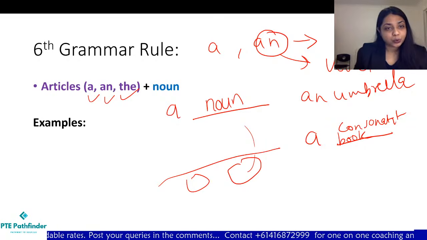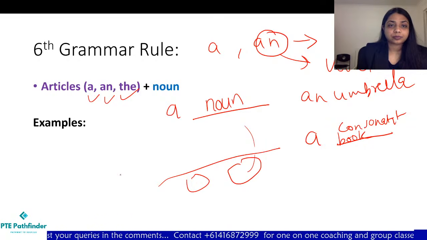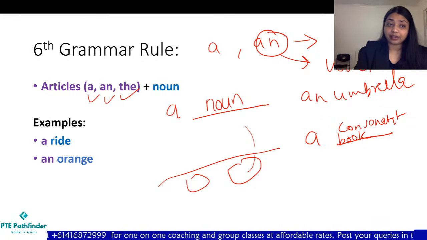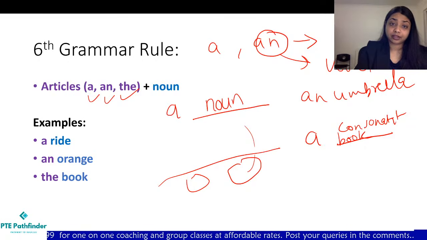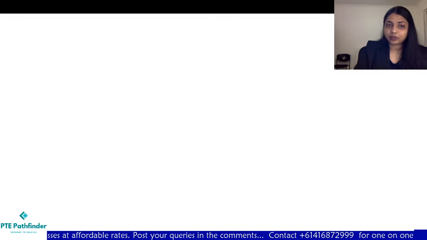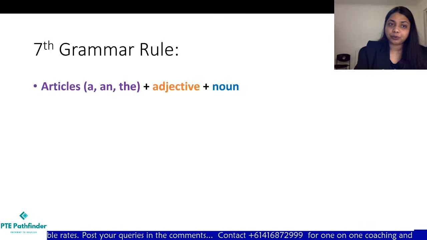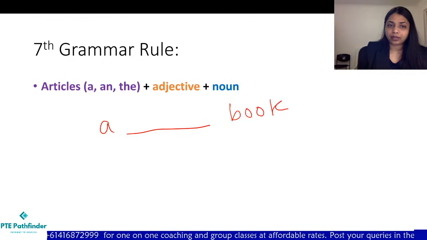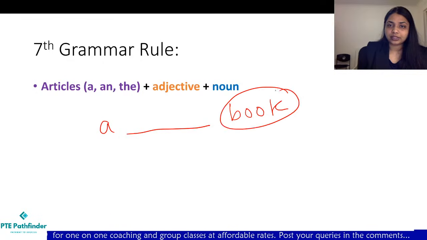Now, the next rule is about the. It's also followed by a noun. So for example, a ride, an orange, and the book. Now, not always an article is followed by a noun. So for example, let's say if you get a blank after A, there is a blank and then there is the word book. So we know by looking at this that this word is a noun.